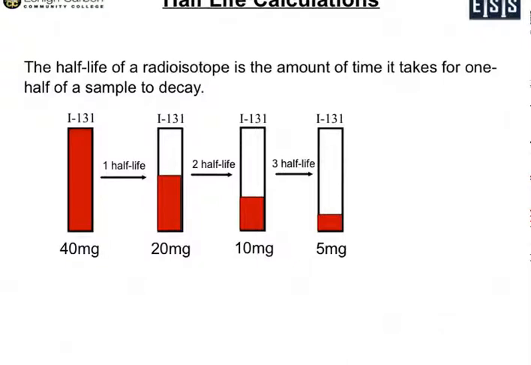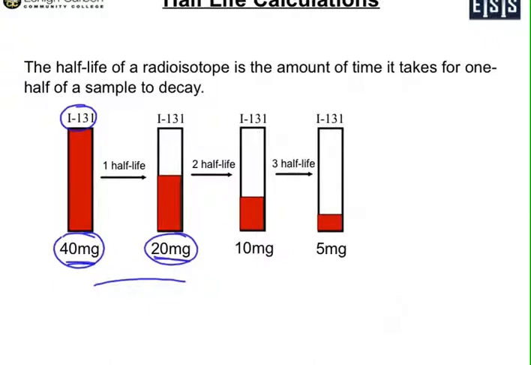Now, the half-life of a radioisotope is the amount of time it takes for 1/2 of a sample to decay. As I show in this chart, if you start with 40 milligrams of radioactive iodine, after one half-life, which would normally be measured in hours, you have only 20 milligrams. Half of your 40 milligrams is now gone. It's been converted into another element, and you're left with 20 milligrams.